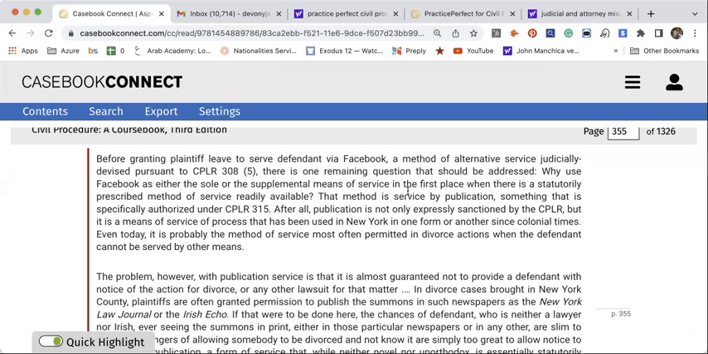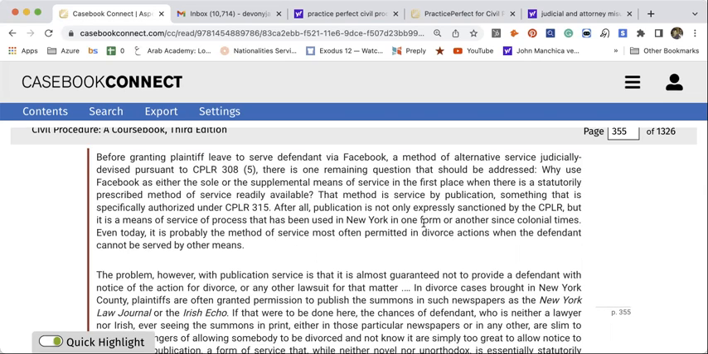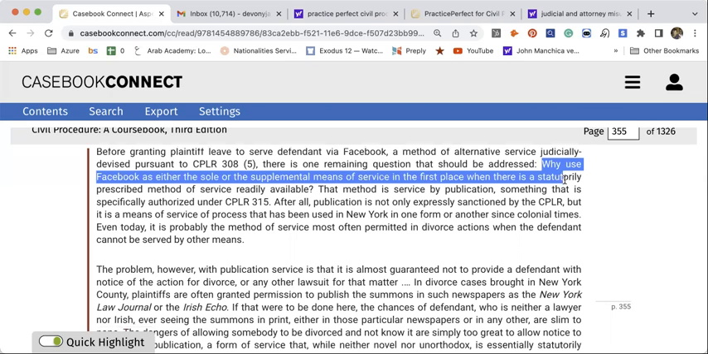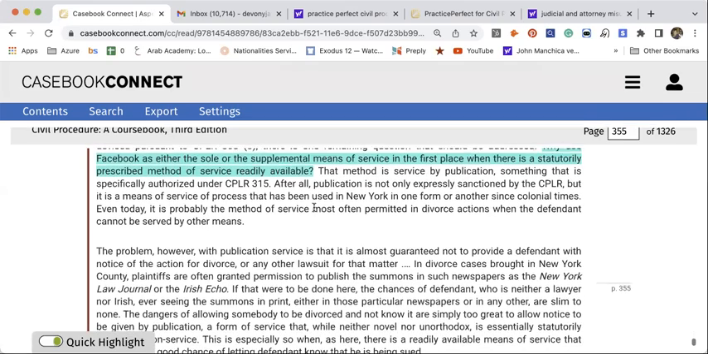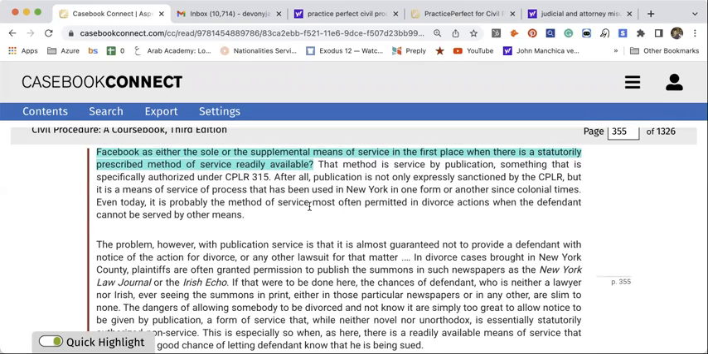Before granting plaintiff leave to serve the defendant via Facebook, a method of alternative service traditionally devised pursuant to CPLR 308(5), there is one remaining question that should be addressed. Why use Facebook as either the sole or the supplemental means of service in the first place, where there is a statutorily described method of service readily available? The method is service by publication, something that's specifically authorized by CPLR 315.